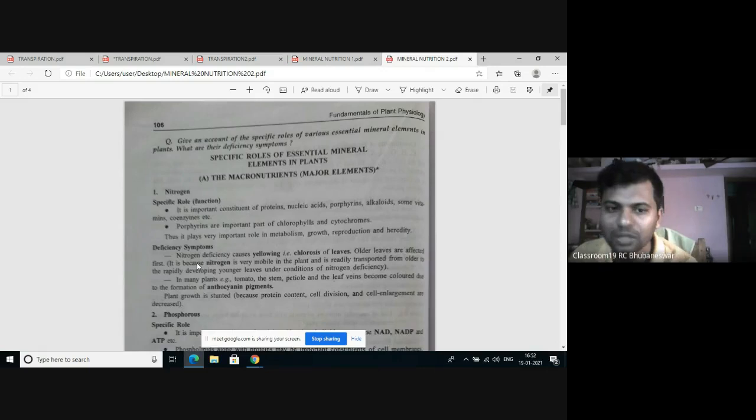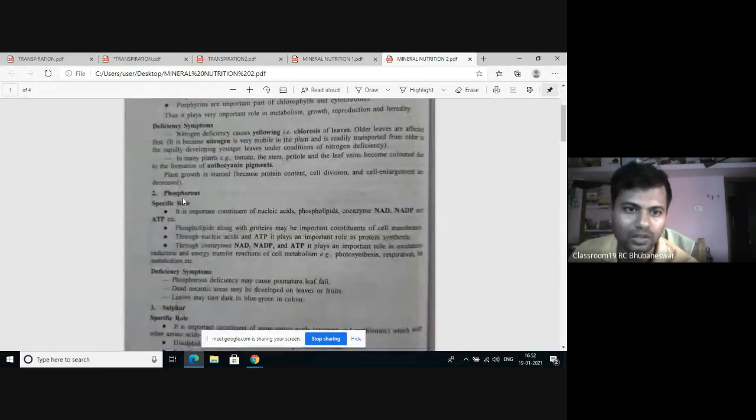If there is a nitrogen deficiency in the plant, what would be the possible symptoms? That is chlorosis of leaves, development of anthocyanin pigment, the leaf turning into various colors, and stunted growth of the plant. Now comes phosphorus. Similarly you have to write the specific role, meaning the function of phosphorus in the plant. Phosphorus is an important part of nucleic acids, DNA, RNA, the coenzymes, etc.